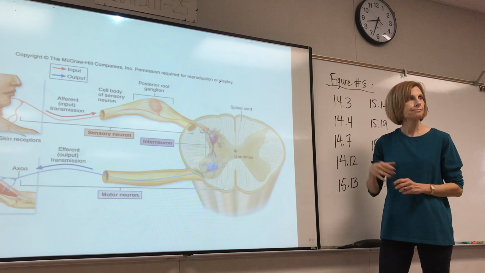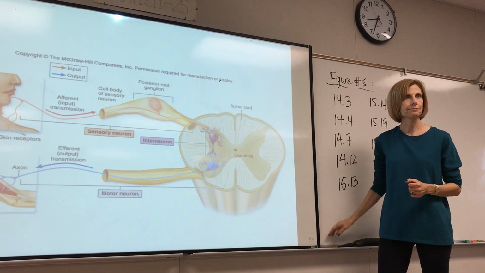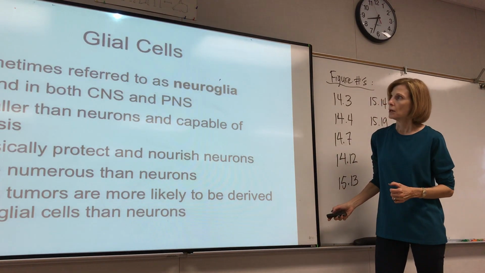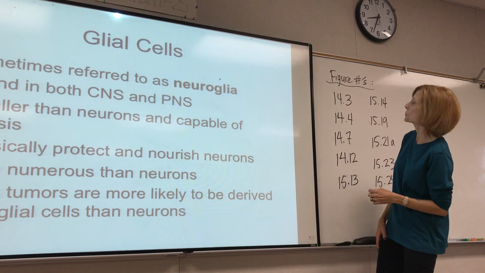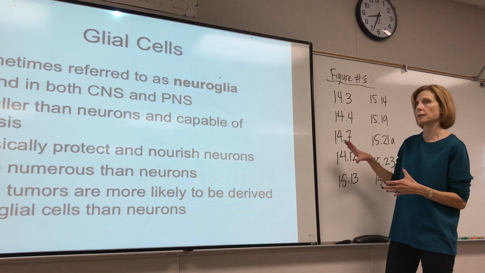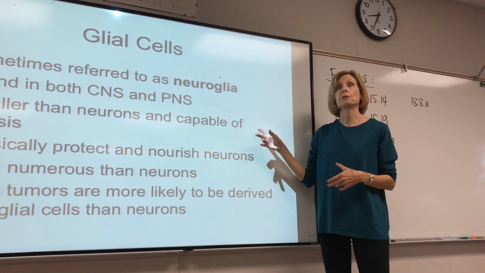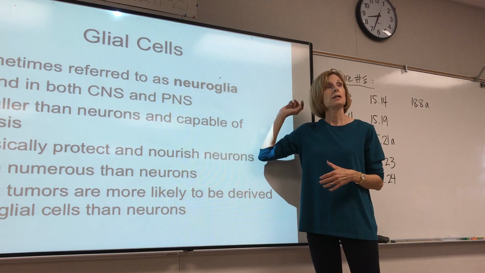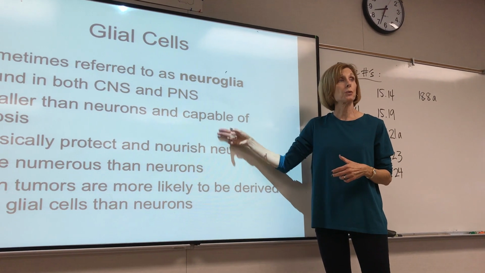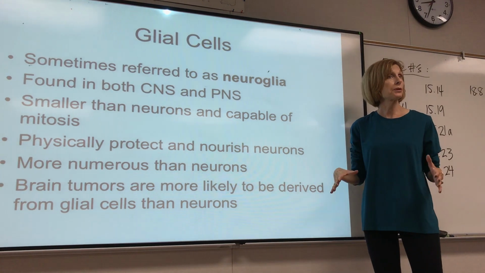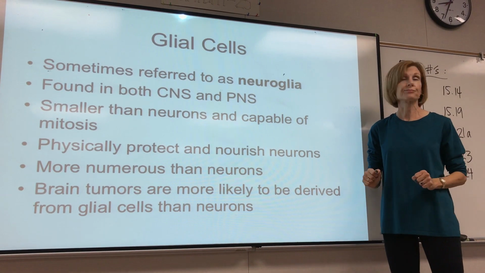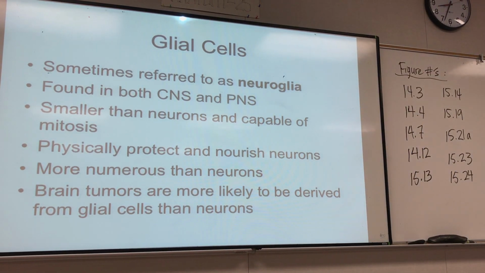So, any other questions on any of that? Okay. So this is a good time to take a break because we are going to talk about the other type of cell in nervous tissue, which is neuroglia. So let's take a break. We'll come back. We'll cover these, and then we will be through chapter 14. Okay. So let's come back.